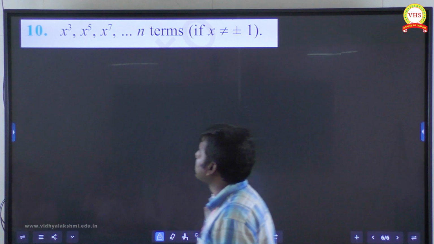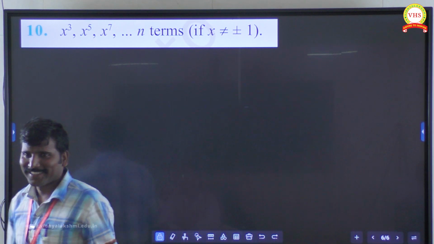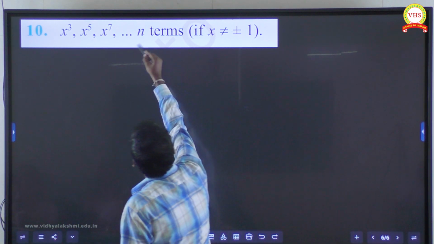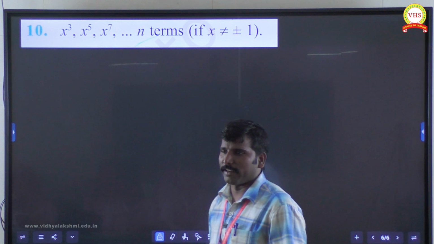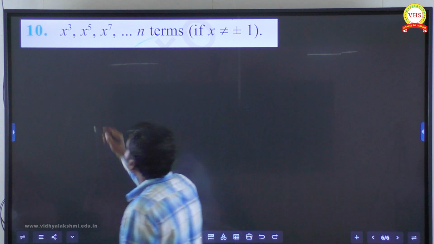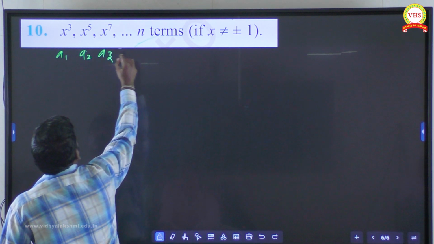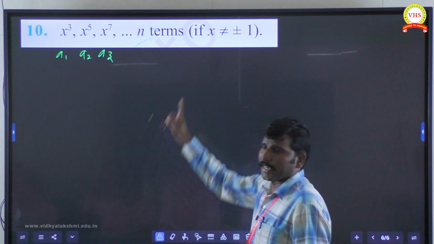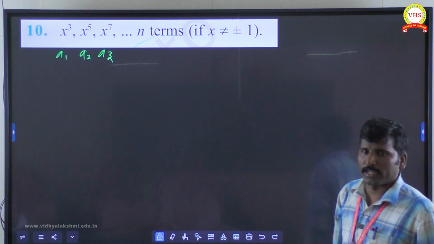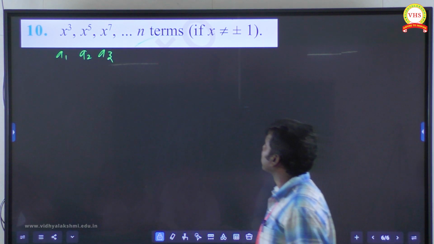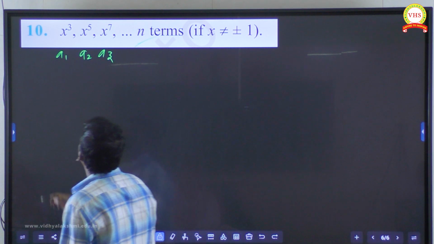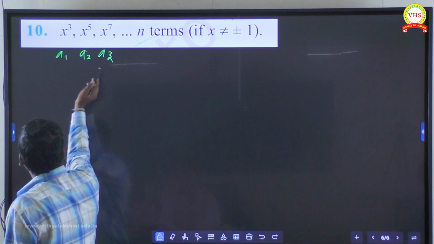Okay? Now we are going to the 10th question. Not S10. Here also n is given in the general format, so we have to find it. Now this is my term 1, term 2, term 3. It's going till n terms. Here x not equal to plus or minus 1 they have given. It can be anything. Let it be, we'll go here.